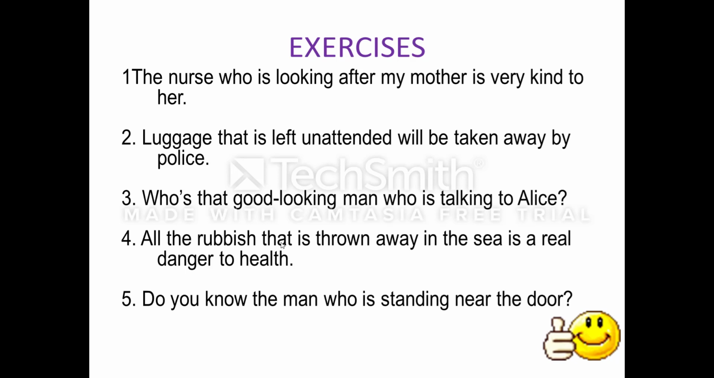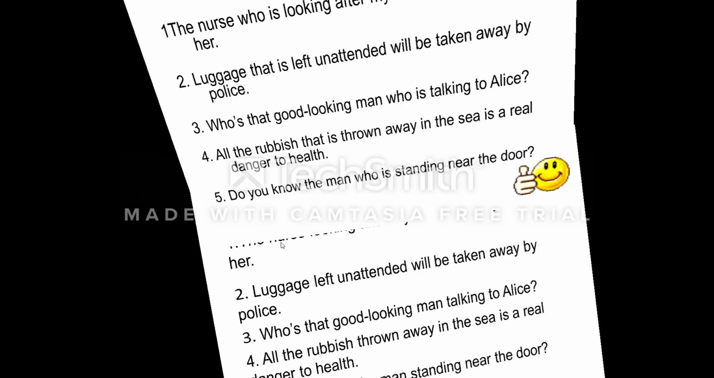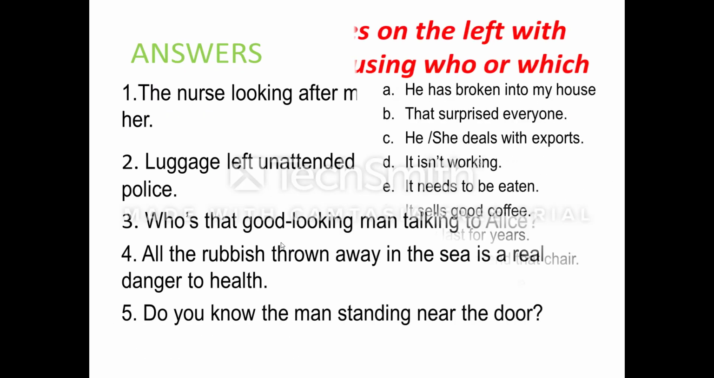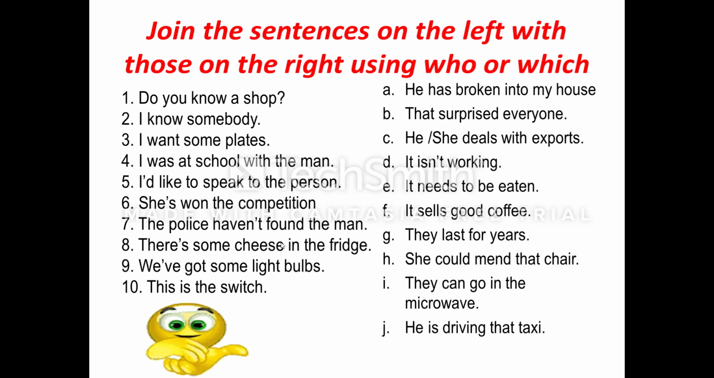Here you have 5 sentences to practice relative clauses. When you finish, please check the answers to see if you were right. The first part of your homework is on this slide. Your task here is to join the sentences on the left with those on the right using who or which. The second part of your homework is in your books, on the same topic.